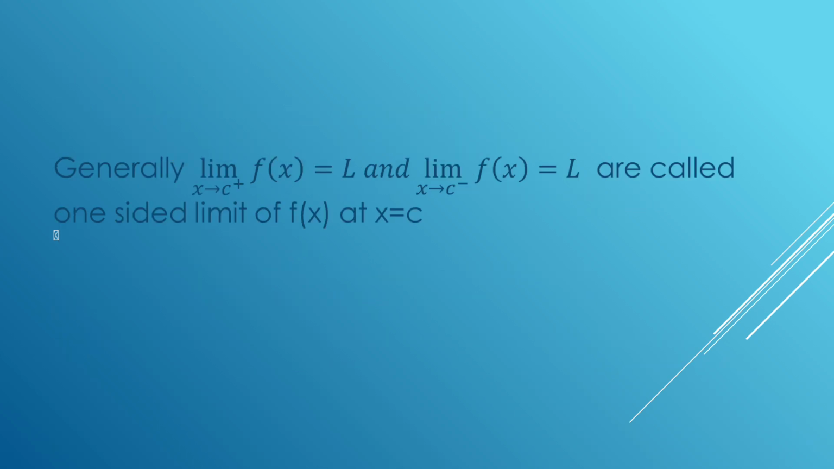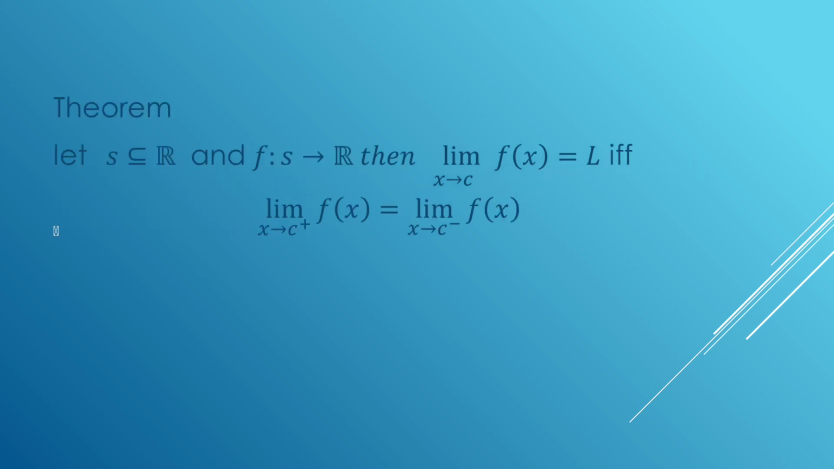Okay, generally, if you find that the right limit and the left limit give the same limit, we say those are the one-sided limits of the function at a given point C. If you can find both as x approaches from the right and left, we call those the one-sided limits of the function at that given point.